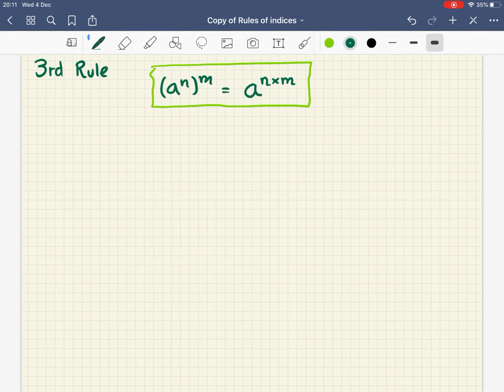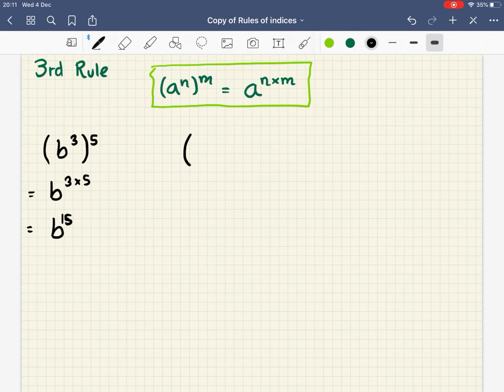So, a couple of examples of that. If I have b to the power of 3, oh, that 3 is not very obvious, to the power of 5, I'm just going to be doing 3 times 5, which gives me b to the power of 15.